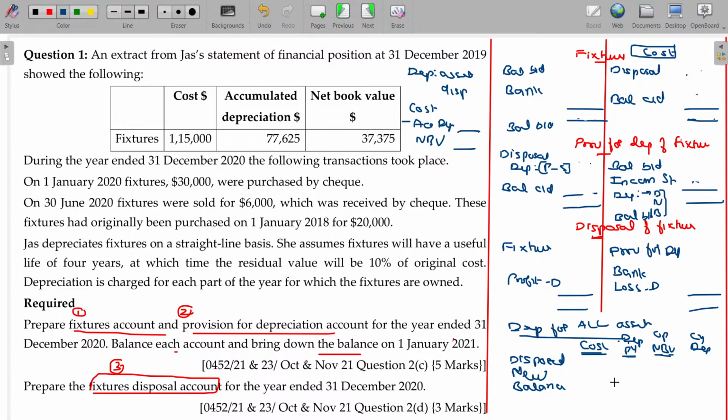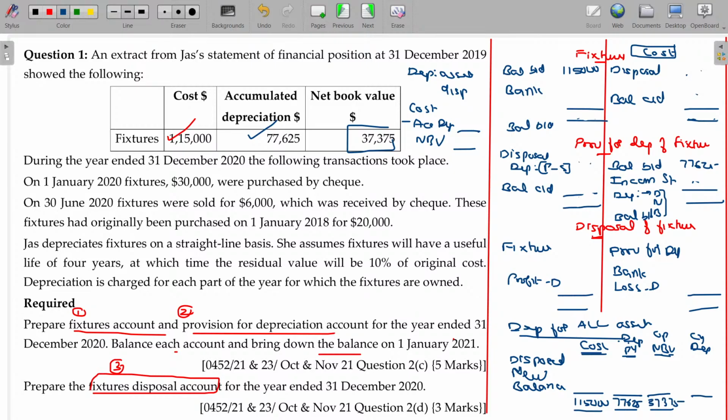Let's try to solve this illustration. An extract from JAS statement of financial position on 31st December 2019 showing the following. Cost of fixtures, this will be shown here. Initial value 1,15,000. Accumulated depreciation on that 77,625. Net book value is nothing but the difference between these two. Total cost being 1,15,000, accumulated depreciation being 77,625, the net book value of all the assets at the year beginning is 37,375.